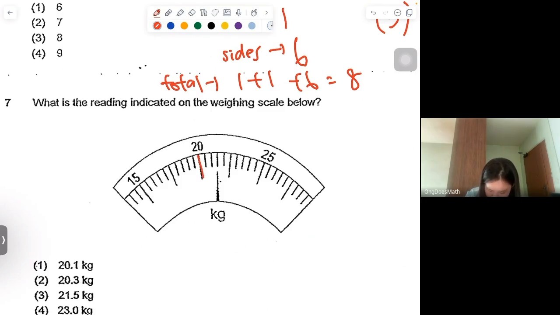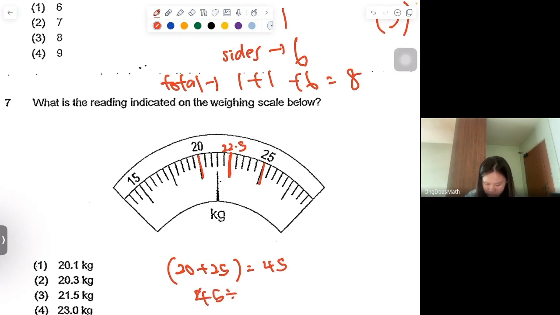You see these are longer lines, right? Means this is the halfway mark. So what's the halfway mark of 20 and 25? It is 22.5. How do I get this number? I simply took 20 plus 25, which is 45. Then I divide it by 2, because it's the midway point. So that's 22.5.